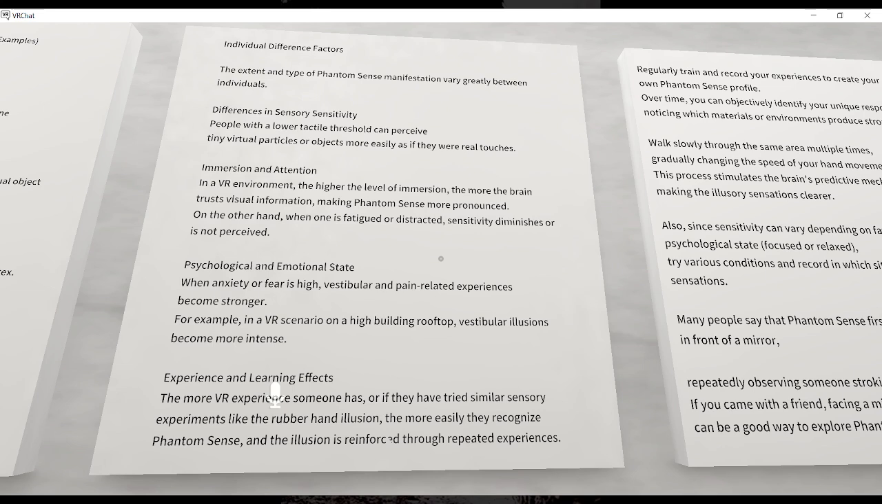Individual difference factors. The extent and type of phantom sense manifestation greatly vary between individuals. People with a lower tactile threshold can perceive tiny virtual particles more easily as if they were real touches. Immersion or attention. In a VR environment, the higher the level of immersion, the more the brain trusts visual information, making phantom sense more pronounced. On the other hand, when one is fatigued or distracted, sensitivity diminishes or is not perceived.